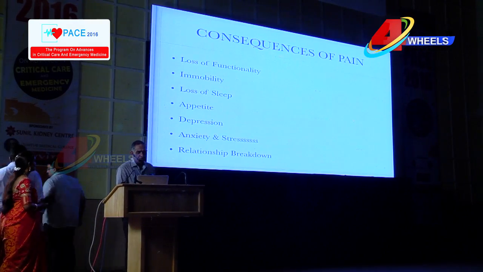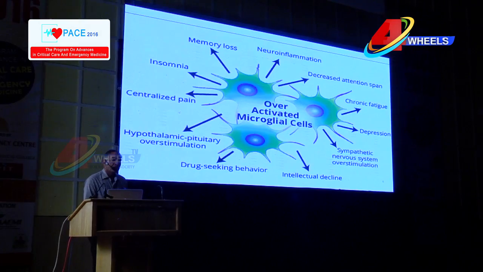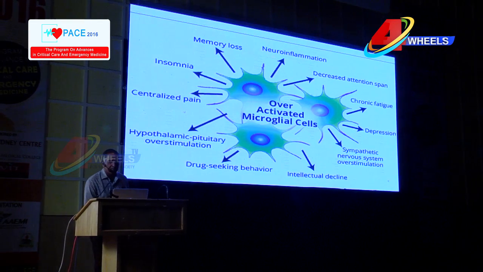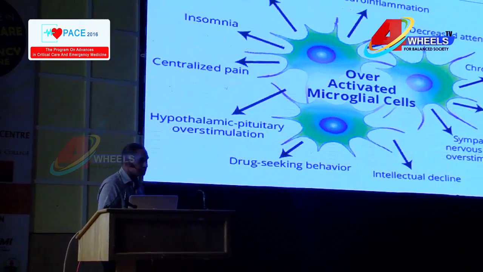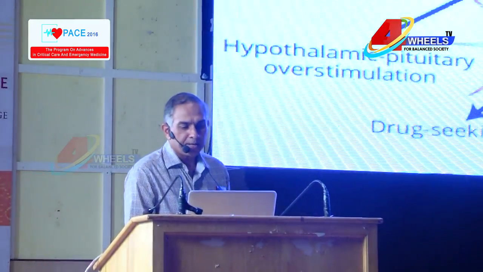So how do all these bad things happen? What happens if you leave the pain untreated? There are several microscopic and biochemical events that happen with pain that are unseen to the external eye if you leave pain untreated. That's exactly what happens. And drug-seeking behavior, they say, has its onset from the sufferings of acute pain.